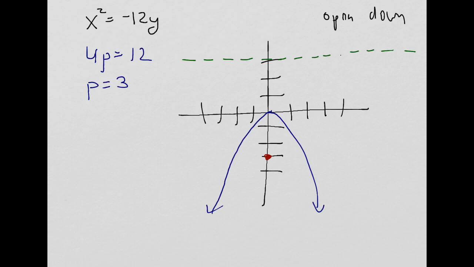So let's just summarize this. Where's the vertex? The vertex in this case is at 0, 0. The focus is going to be at 0, negative 3. And what about the directrix? The directrix once again is a line, so make sure you write it as a line. In this case, it's a horizontal line that crosses the y-axis at 3. So the equation of the line should be y is equal to 3.